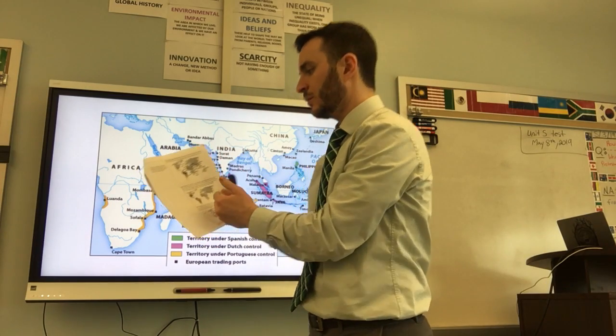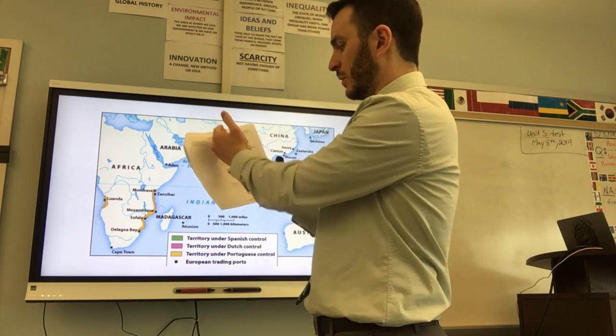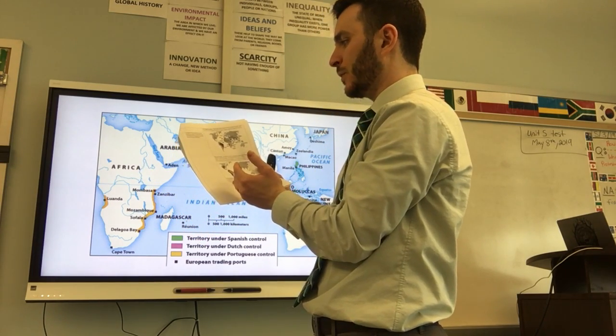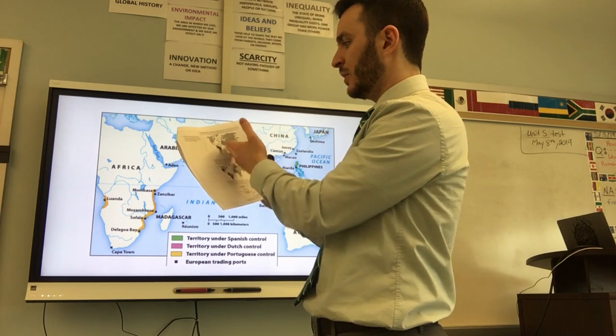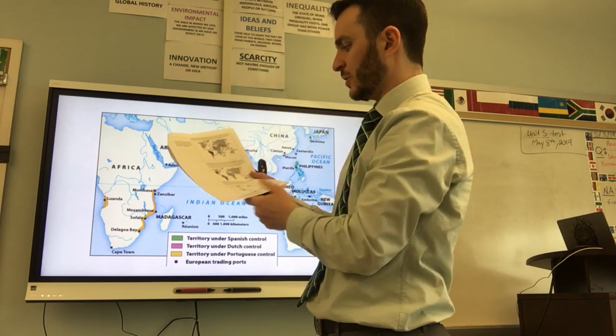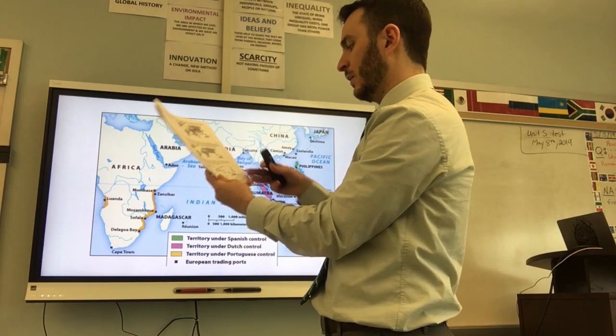The maps on here really cover the basics of the European states, the maritime empires. You have the Portuguese, which we kind of just touched on, right? The Spanish, the big chunks taken out.